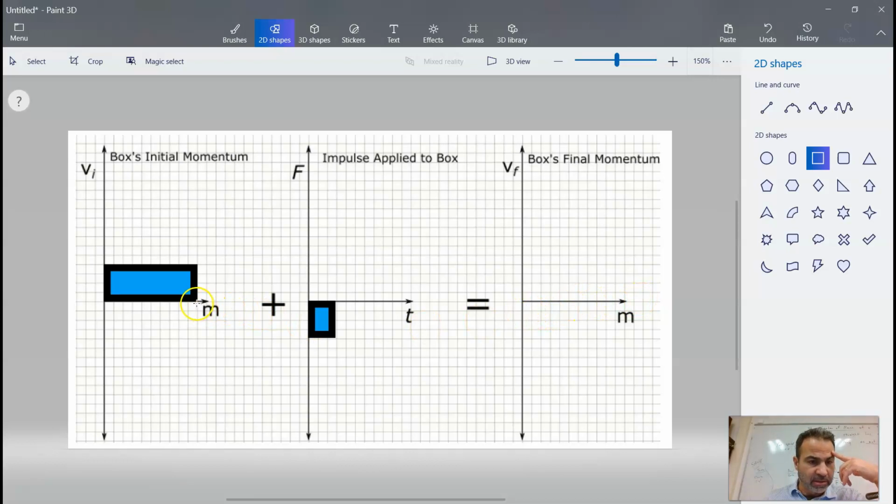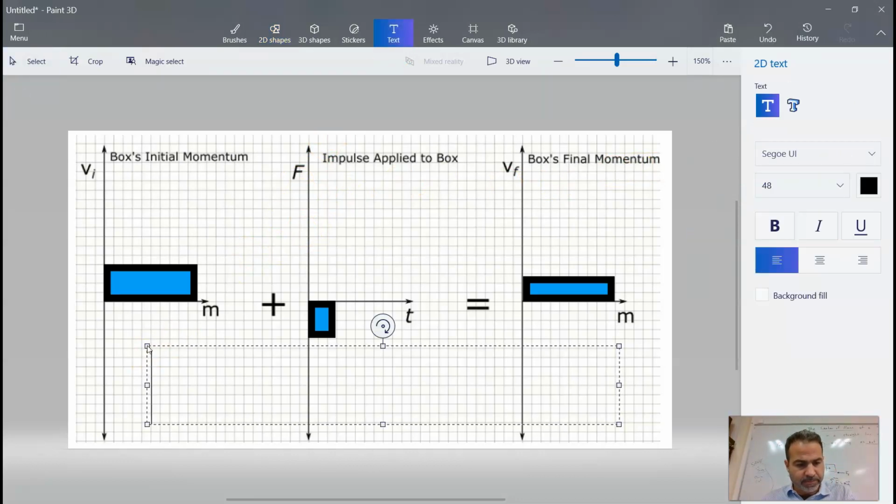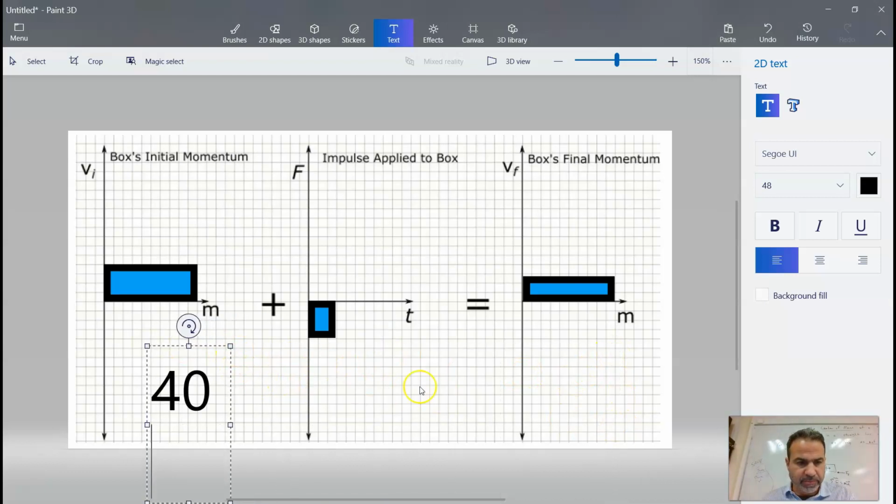Now the mass didn't change, so the mass is still 10. So I'd have to make it 10 by something to give me 28, and that would be 2.8. So it's kind of a weird number, but it would be about right there. So if I was to write numbers, this would be 40 right here, and then this would be negative 12 right here.